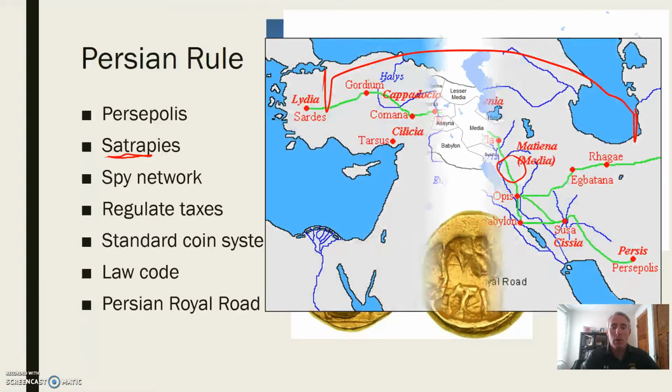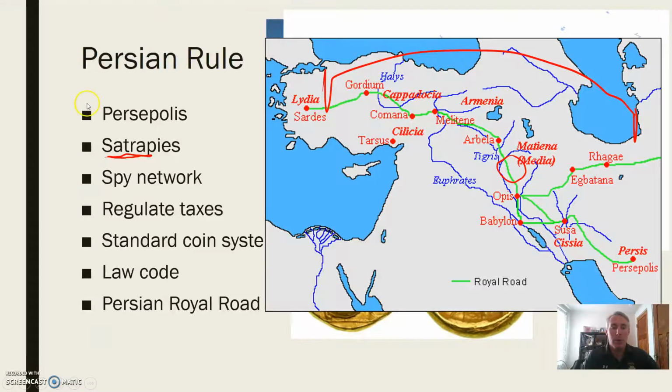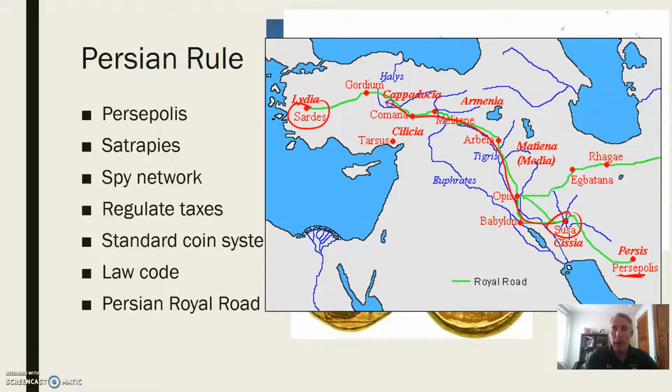The Persian Royal Road was a series of roads, but it was mostly one road that ran from Sardis here to the winter capital of Susa. You can see Persepolis was a little bit beyond it, but this here was the main road that it followed. And it was big, roughly 1,677 miles, and fairly well maintained.